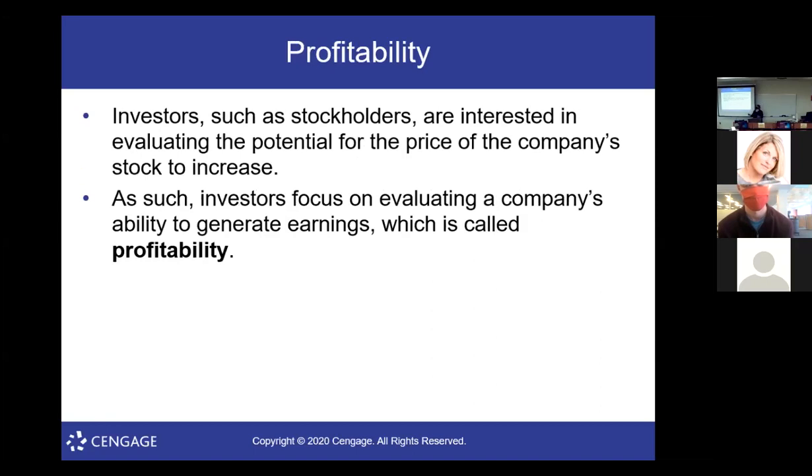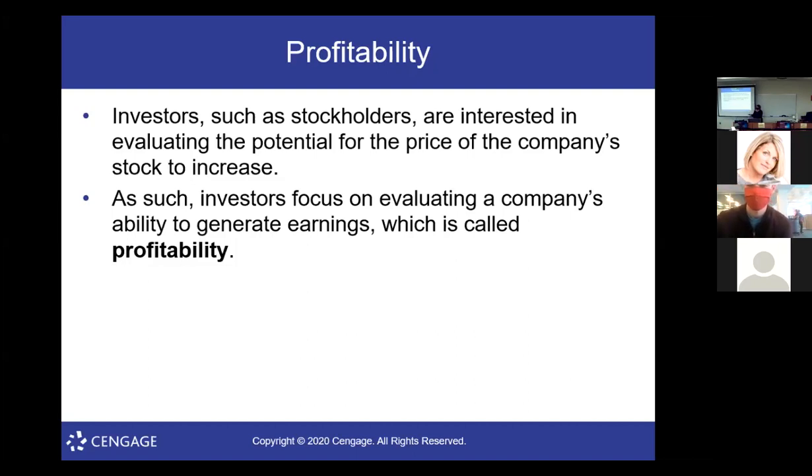Profitability is completely different. When we're talking about solvency and liquidity, we're typically talking about the balance sheet, right? We're taking a look at current assets and current liabilities. We're taking a look at debt. Can the company pay off its debt as it becomes due? So solvency and liquidity are very much balance sheet focused, whereas profitability is very much income statement focused. That's an important distinction to make.